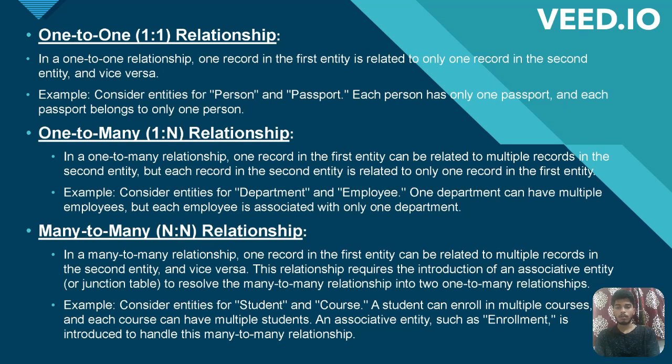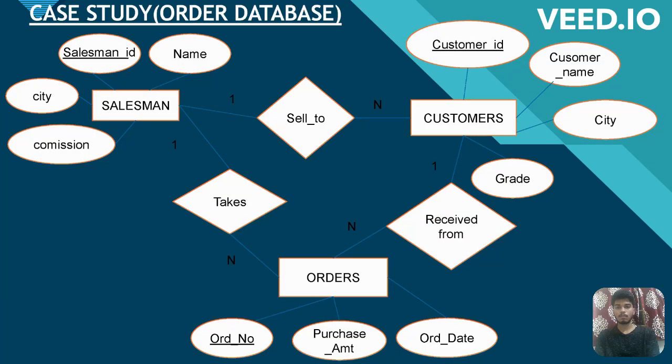Many-to-many relation. In a many-to-many relation, one record in the first entity can be related to multiple records in the second entity, and vice versa. Example: consider entities student and course. A student can be enrolled in multiple courses, and each course can have multiple students. An associative entity such as enrollment is introduced to handle the many-to-many relationship.